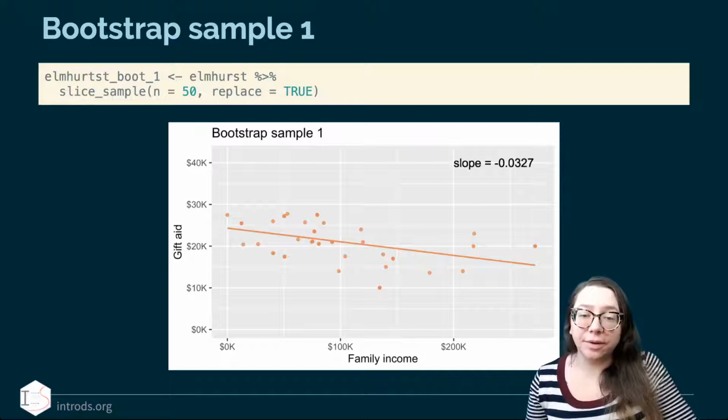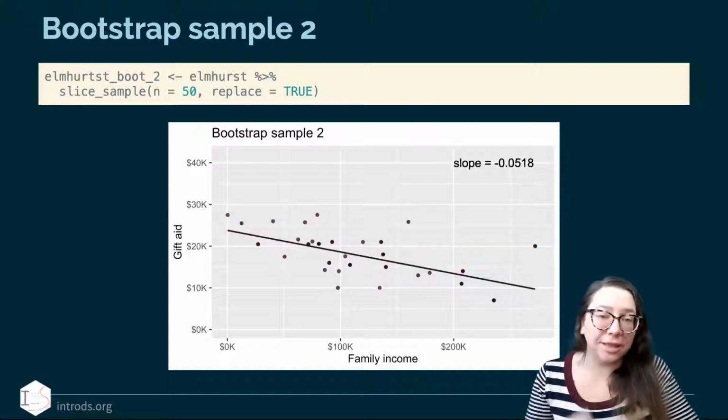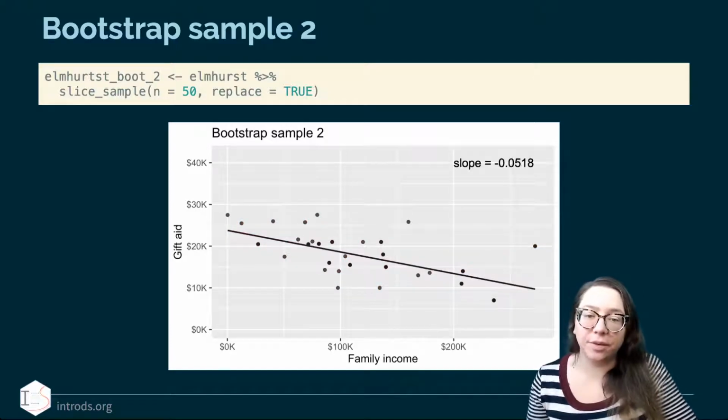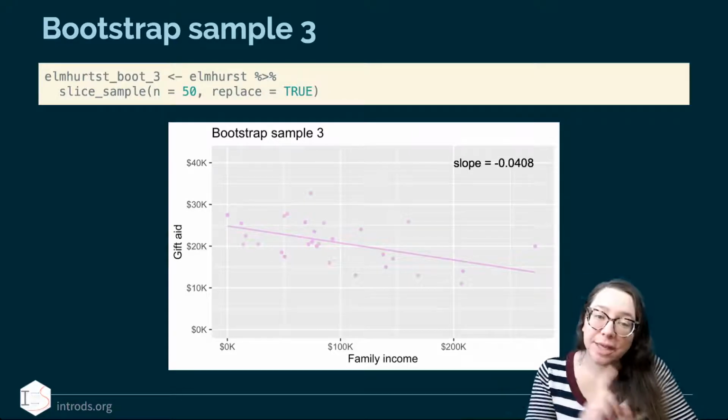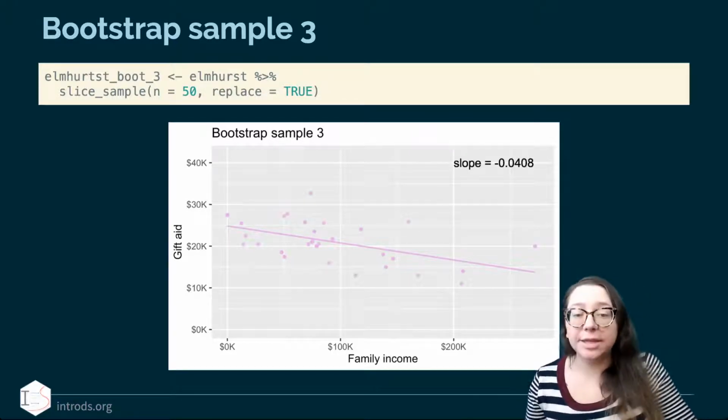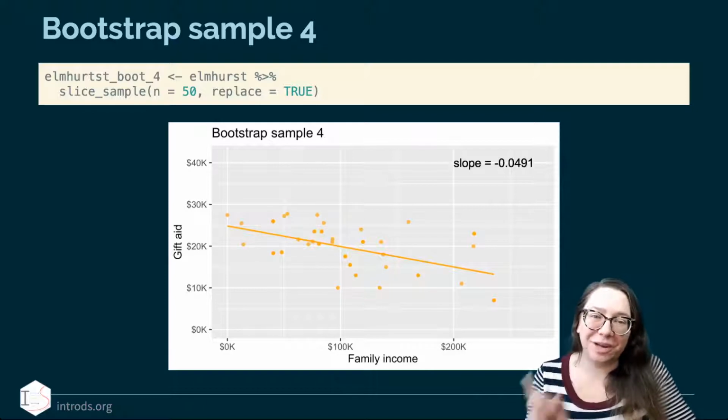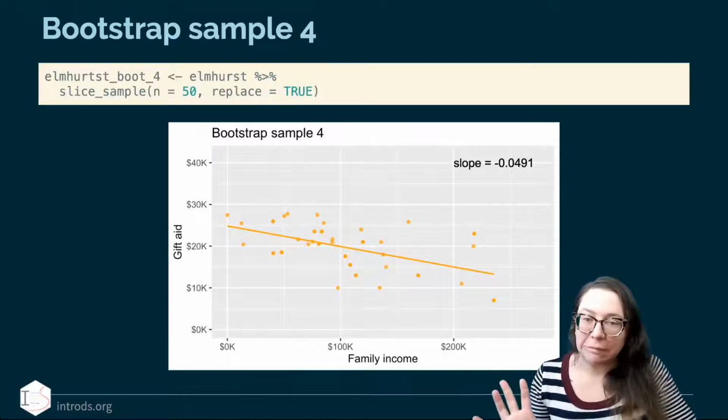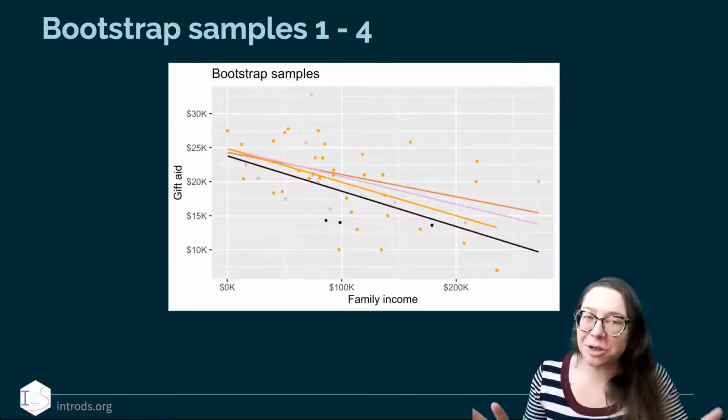Then I take another one. Slightly different points, slightly different slope. Then I take another one. Slightly different set of points, slightly different slope. Then I take another one. Slightly different set of points, slightly different slope. We could keep going, but here's those 4 put together.